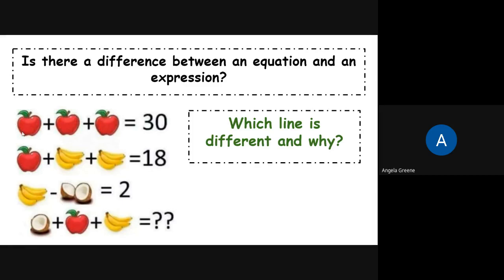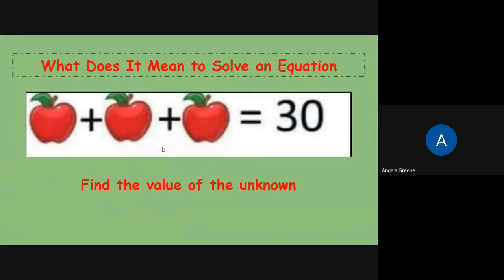So hopefully all of you said the value of an apple is what? Well, an apple plus an apple plus an apple equals 30. This is an expression. And I can simplify this expression to say 3 apples equals 30. 30 divided by 3 is 10. So the value of the apple is 10.